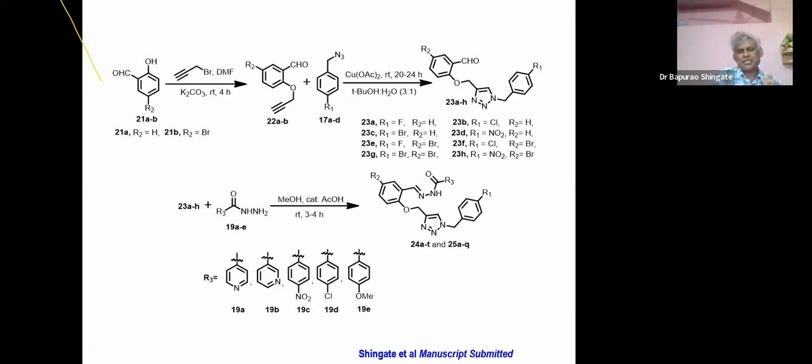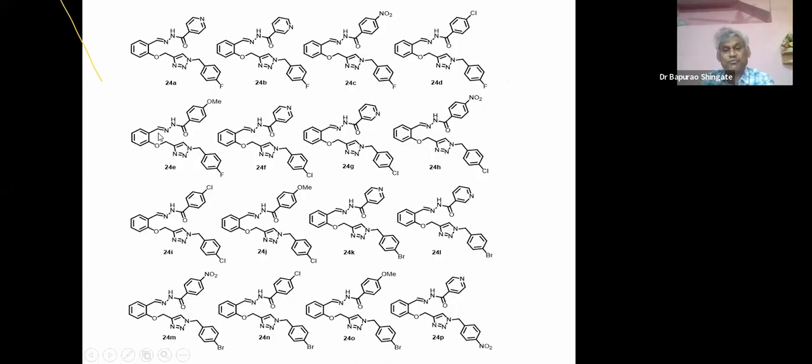In our next attempt, in place of para-hydroxybenzaldehyde, we have taken ortho-hydroxybenzaldehyde, and the same strategy we have used to make alkylation, followed by click chemistry approach. We have this aldehyde part, and this aldehyde group we have subjected to condensation reaction by using different types of acid hydrazides, that is INH, nicotinic, para-nitrobenzoic, para-chloro, para-methoxy benzoic acid hydrazide under similar reaction conditions. In place of para-hydroxy, here we have taken ortho-hydroxy, and these are the structures of all the compounds.